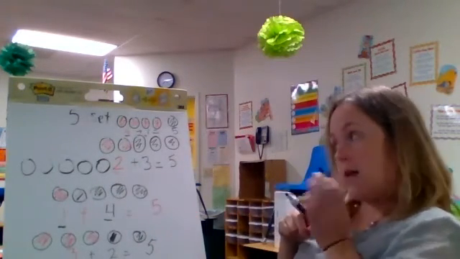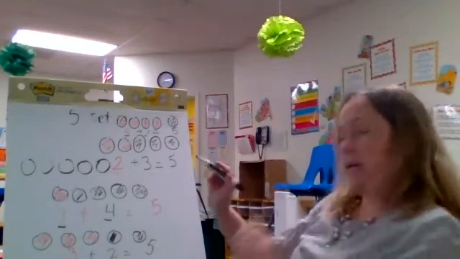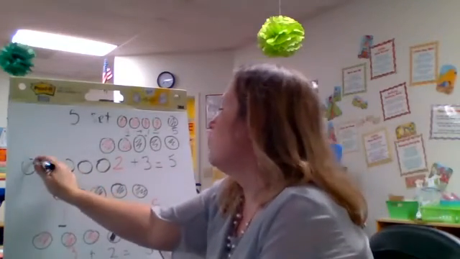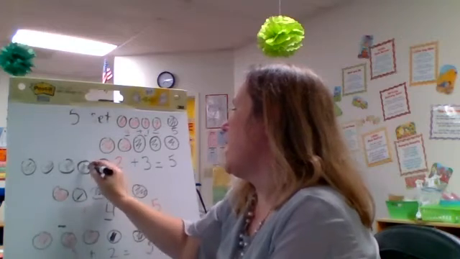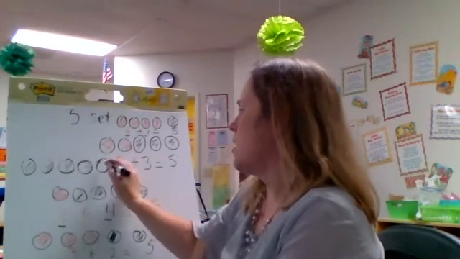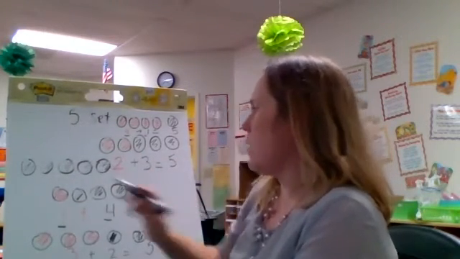And let's think. So Ms. Beck said we can only use one color, right? So let's only use the color black. 1, 2, 3, 4, 5. So this time we have 5 black.